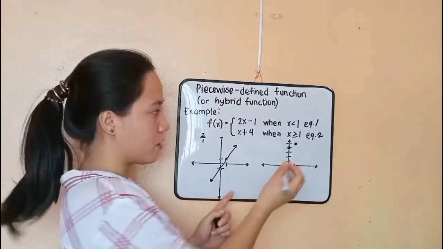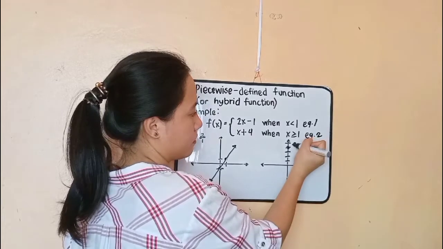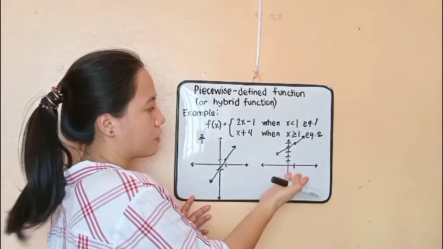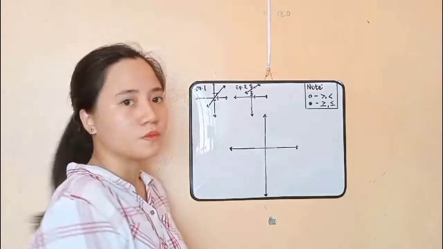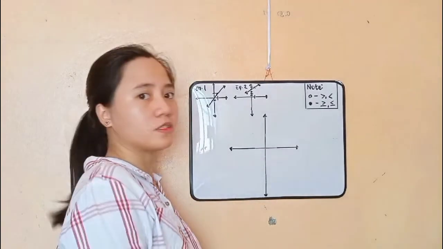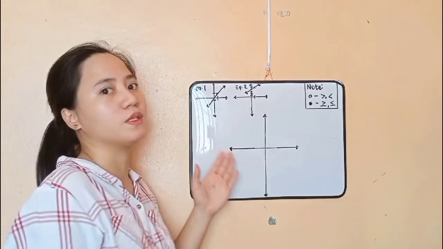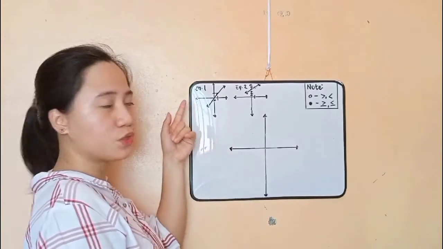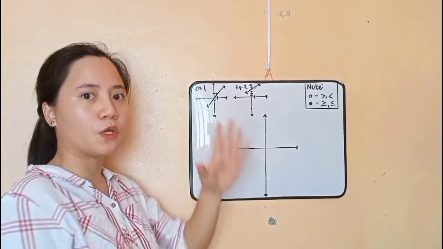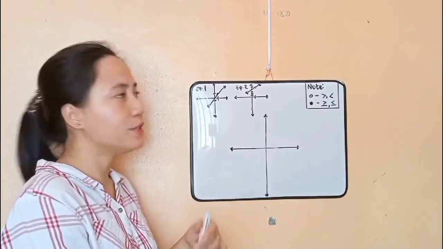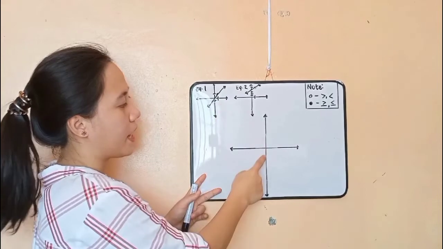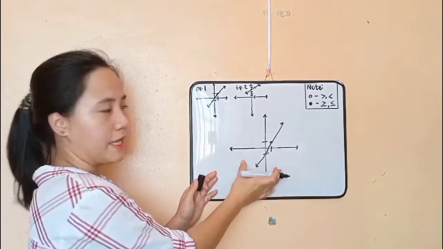And we will connect the points. This is the graph of x plus 4, which is equation number 2. Okay, we're not done yet in our example. After we plot equation 1 and equation 2, we will combine them in one Cartesian plane. So what we will do is graph this again here, like that.